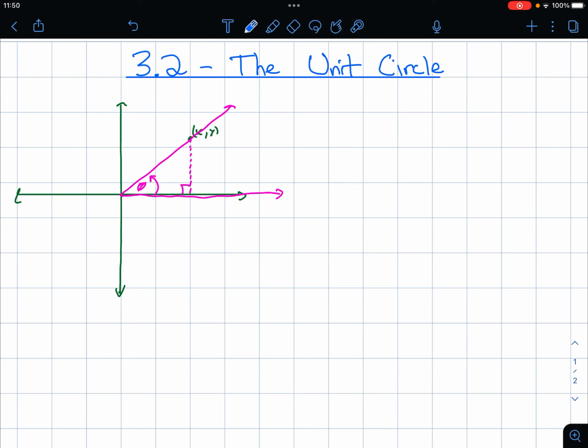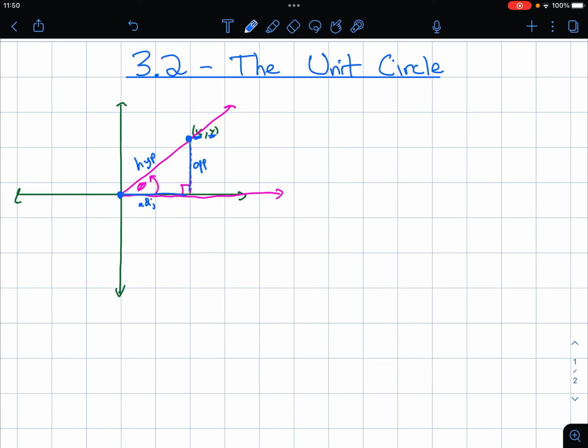This makes it such that the hypotenuse, that is not the hypotenuse. The hypotenuse is defined from the origin to the point. The opposite ends up being the y-coordinate, and the adjacent ends up being the x-coordinate.